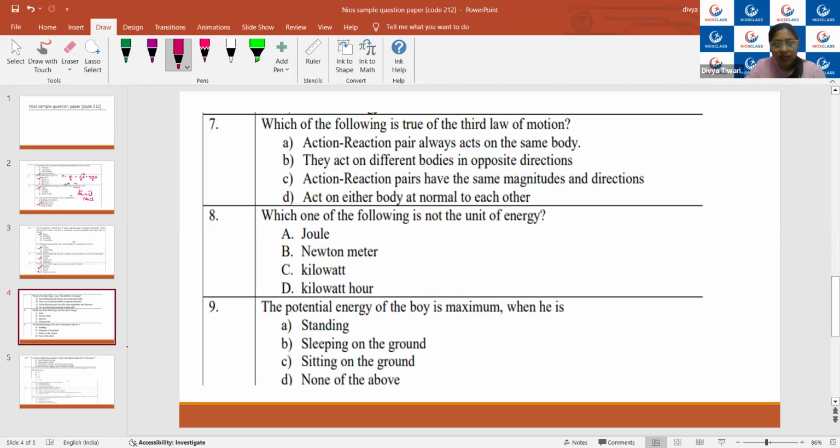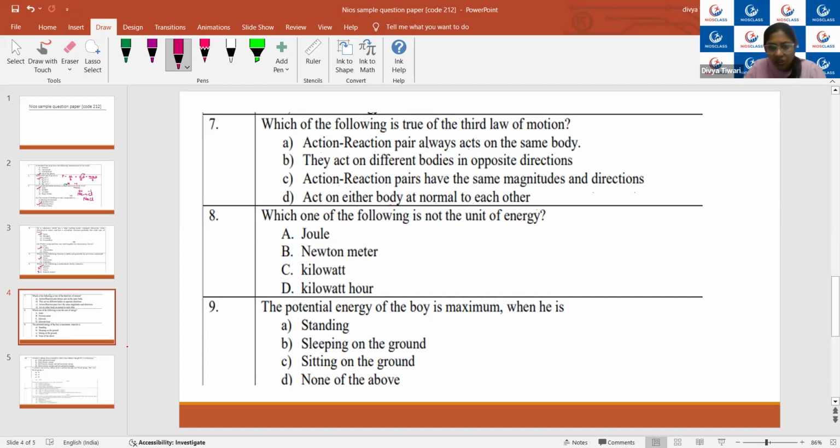Now let's proceed with question number 7. Which of the following is true for the third law of motion? Let's quickly recall what the third law of motion says. The third law of motion says that every action has an equal and opposite reaction. Now we'll go one by one. Action reaction pair always acts on the same body. Then they act on different bodies in the opposite direction. Action reaction pairs have the same magnitudes and the same directions, and act on either body at normal to each other.